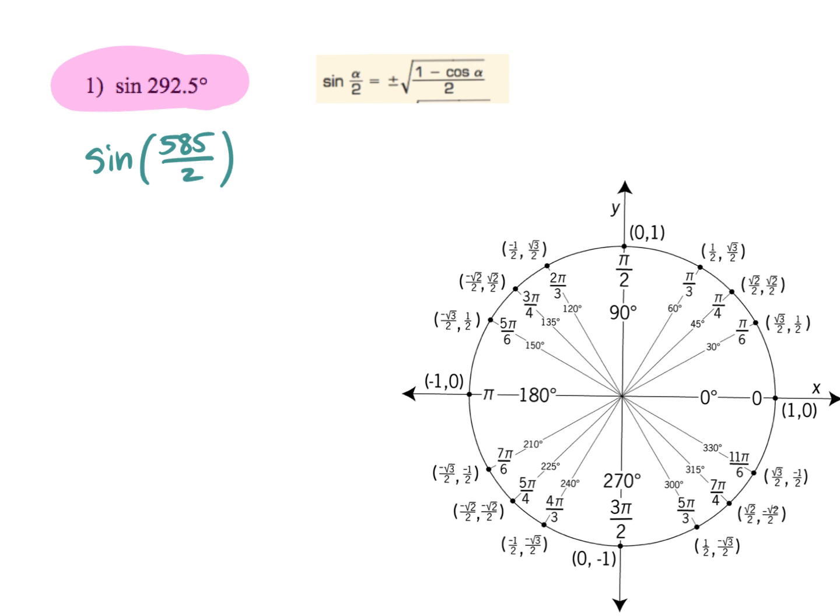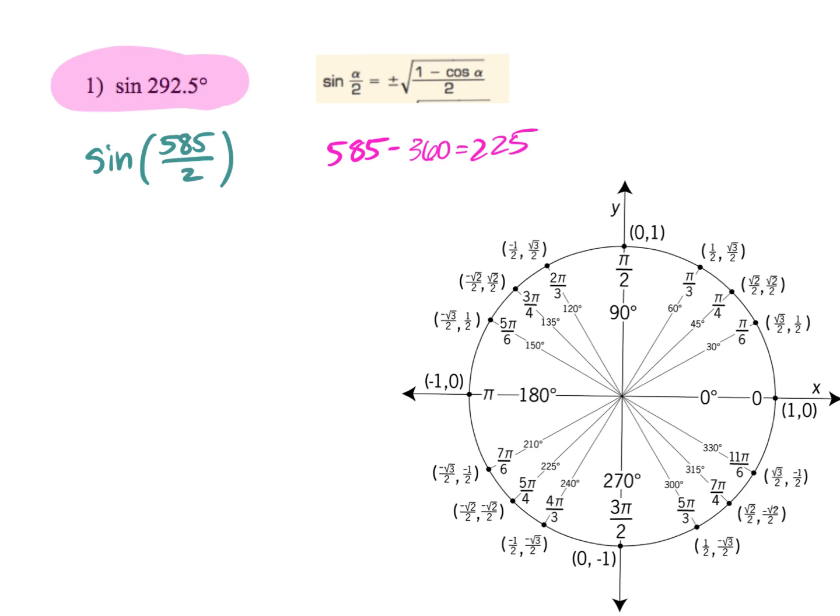I don't know where 585 is, but it's equivalent to 225. 585 is the same location. They're co-terminal. So maybe I'll write off to the side: 585 minus a rotation gets me 225. They're the same spot on the unit circle. Am I going to write 225 here? I'm not, because 225 divided by 2 isn't the same. But I'm just going to use that as my reference.